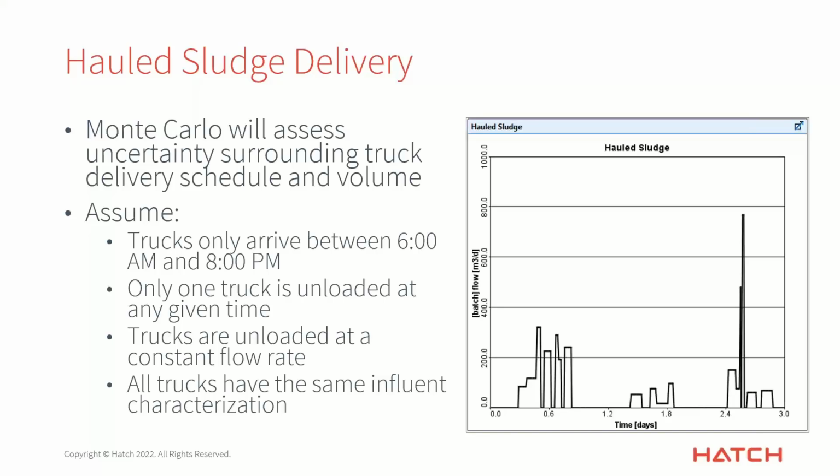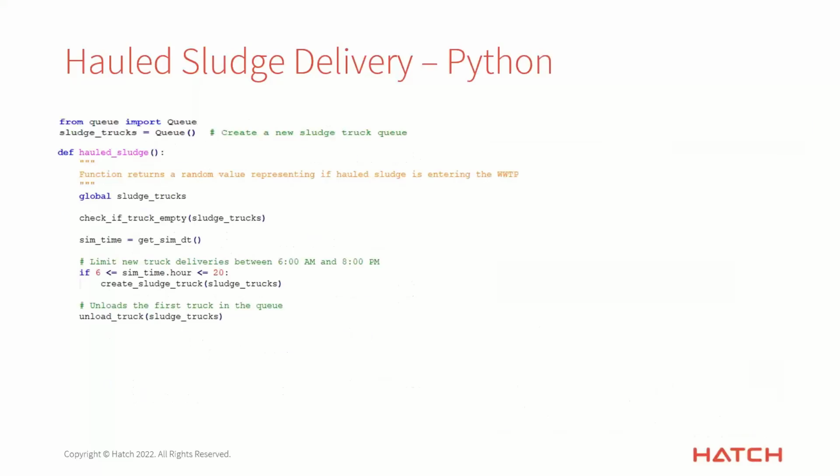And then finally, one last major assumption is that all of these trucks are going to have the exact same effluent characterization. Obviously, this is a pretty big assumption, and if you want to add additional uncertainty to your analysis, you can definitely vary these assumptions in your own implementation. But with that, let's take a look at how we would actually do it using those assumptions.